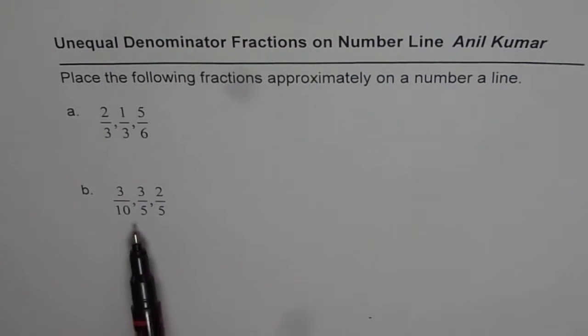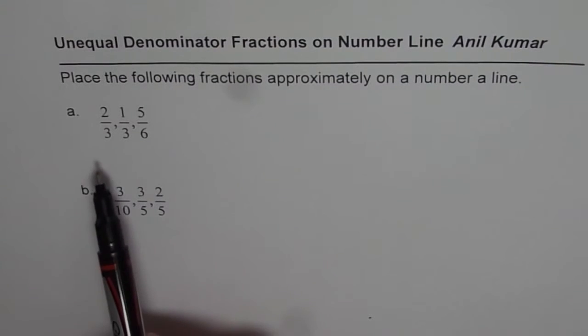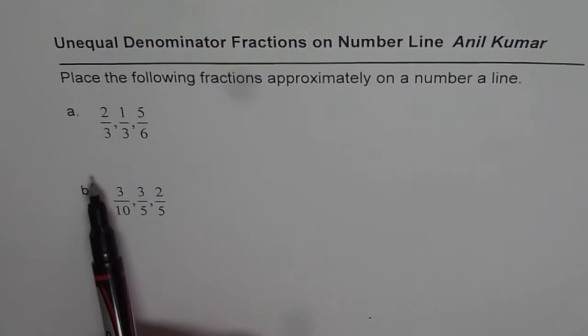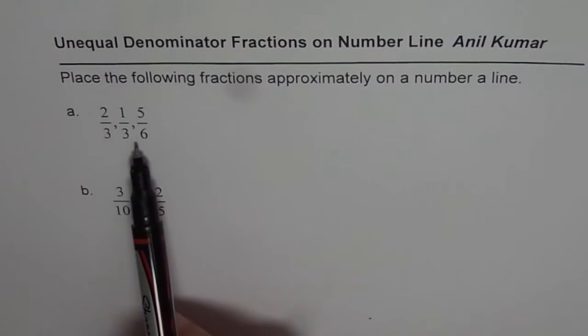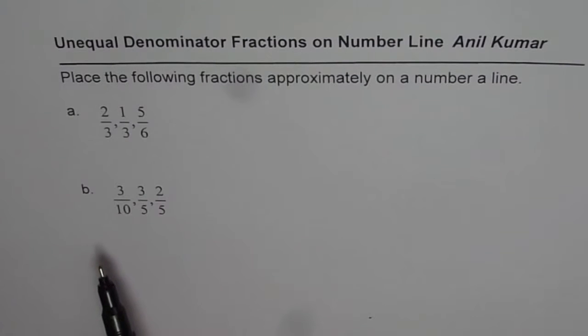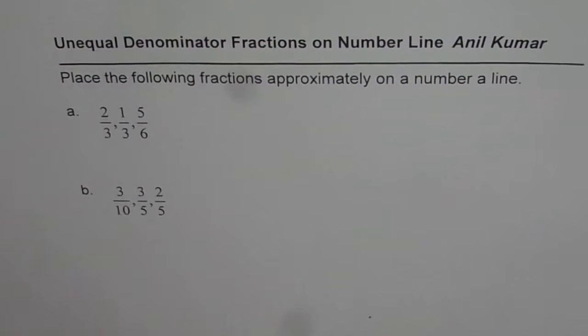So I hope you remember the steps which need to be done. First step in such cases will be to find the lowest common denominator, write each fraction as an equivalent fraction with that lowest common denominator, and then place them on a number line. Right? You can pause the video and solve the question. Now let me show you once again how to do it.